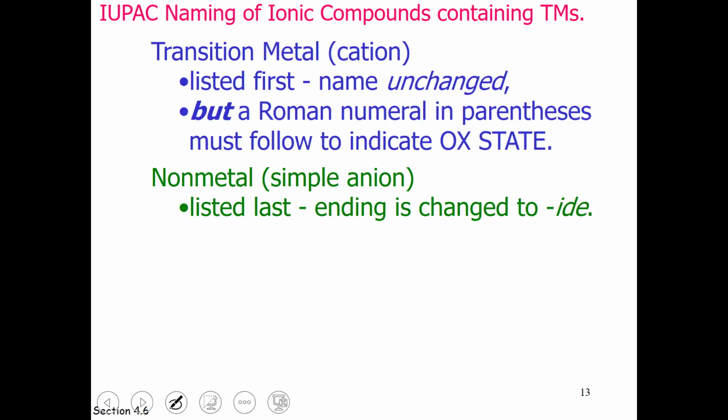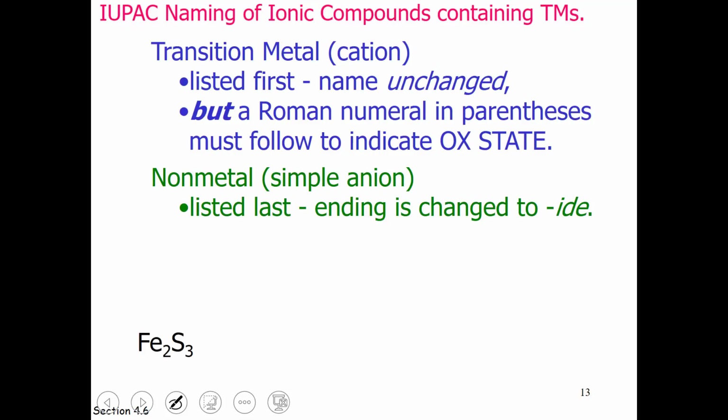But what about transition metals? Well, a lot of those can have different oxidation states. Some are +2, some are +3, some are +1. So what we do with those is we have the metal name unchanged, but we're going to use Roman numerals in parentheses to indicate the oxidation state. We'll start this with simple monoatomic anions, which have an ending of "-ide".